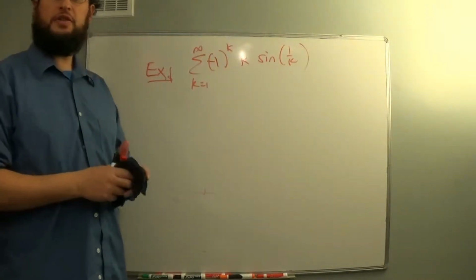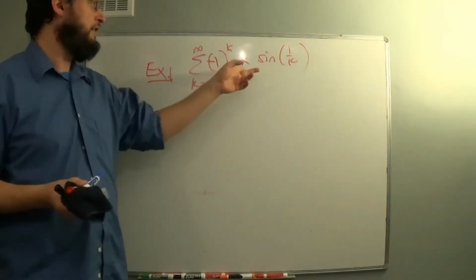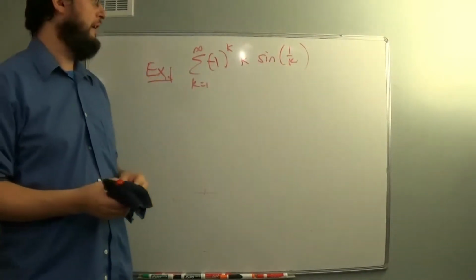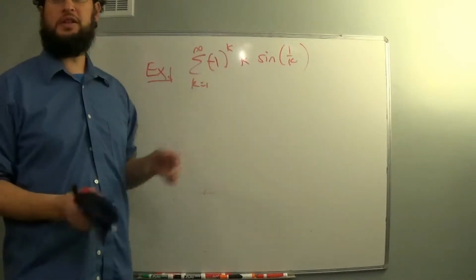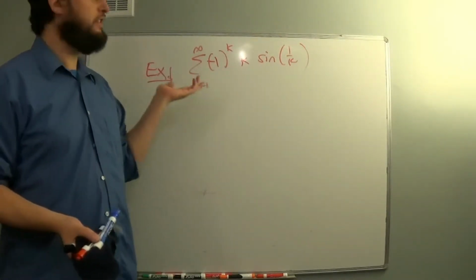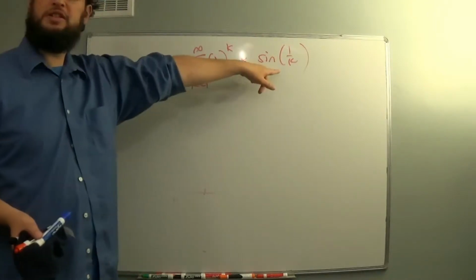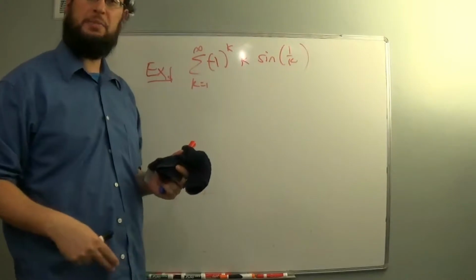Let's consider the convergence or divergence of the given series, the sum of negative 1 to the k, sine of 1 over k. Now this one's a little tricky. We see this negative 1 to the k and we'd like to think that it is alternating. But it's actually not technically an alternating series because sine can do some odd things. Right? Sine can be positive and it can be negative.